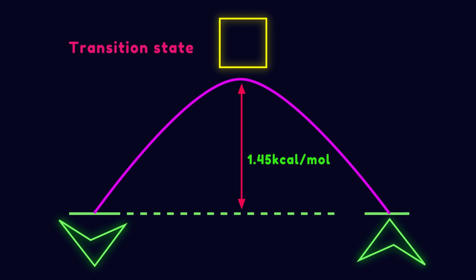The ring inversion is such a speedy process that it makes sense to consider cyclobutane as a planar ring, which is the average of the two puckered conformations. If you want to know how much the smallest energy barrier is, check this video.